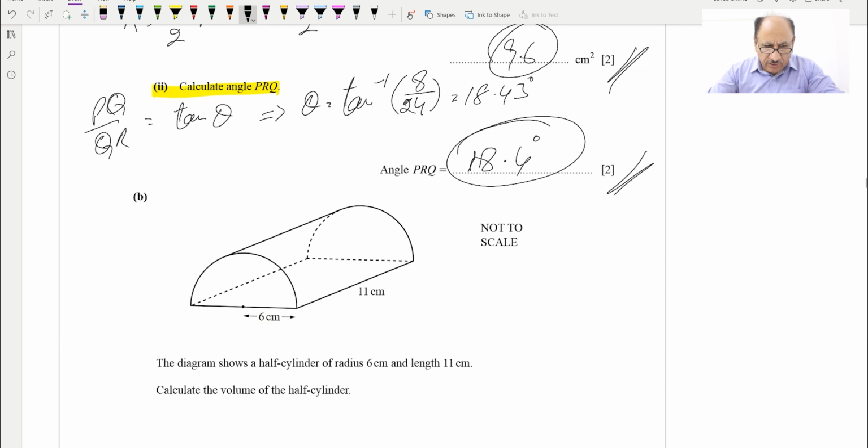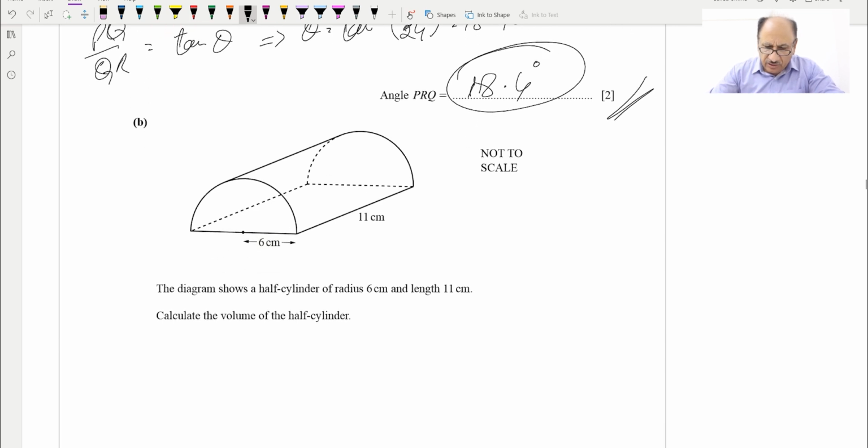Now for the B part, it says the diagram is not to scale, and next information they have provided is the diagram shows a half cylinder of radius 6 and length 11. Calculate the volume of the half cylinder. So for the half cylinder we require the face area. We require this one.